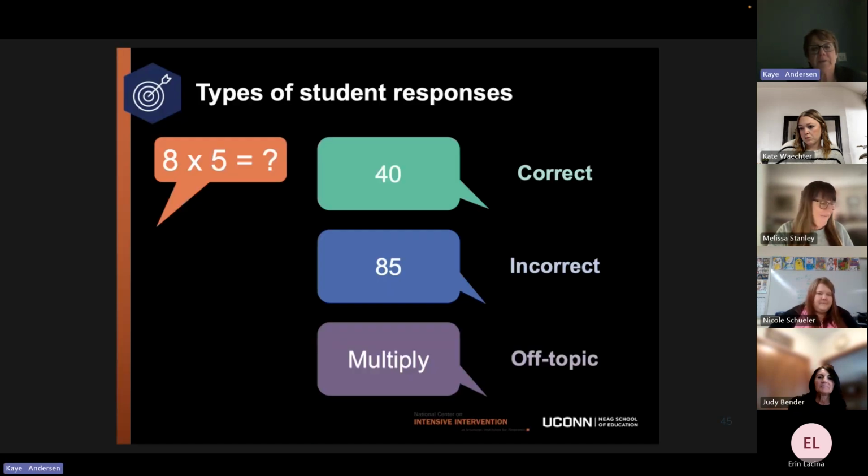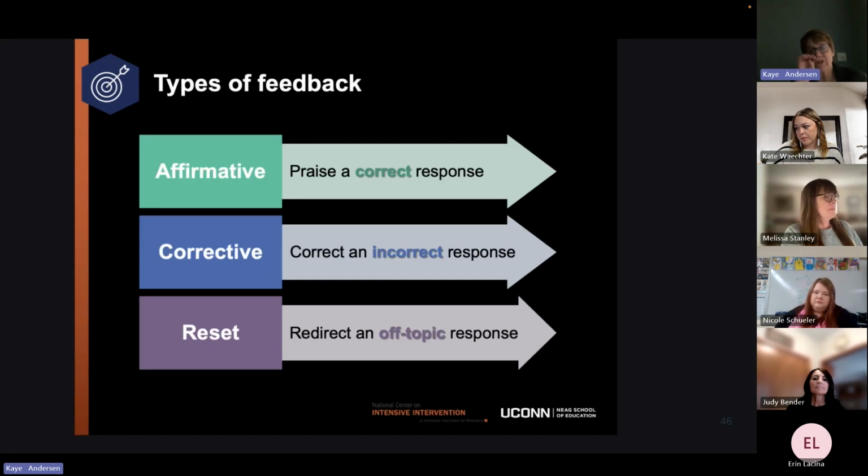There are 3 types of student responses that we might get to a math question. We're going to get the correct response, we're going to get the incorrect response, and then sometimes we get the off-topic response. Means they probably don't really know the answer, but they keep going. There's 3 ways that we can give feedback to those responses. If it's a correct response, we're going to praise it. We're going to give affirmative feedback. If it's an incorrect response, we give corrective feedback.